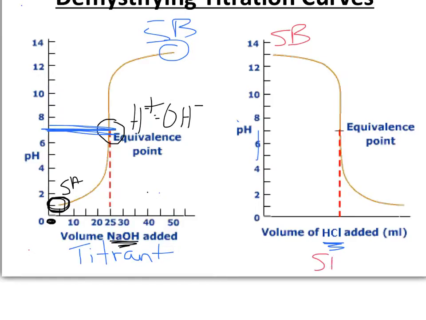It's a strong acid. Eventually we're going to add so much of this stuff. Look way down here at 50 milliliters. What has the pH turned into? It's turned into a strong acid, right? But what do we notice about the equivalence point? So we did strong acid with a strong base.